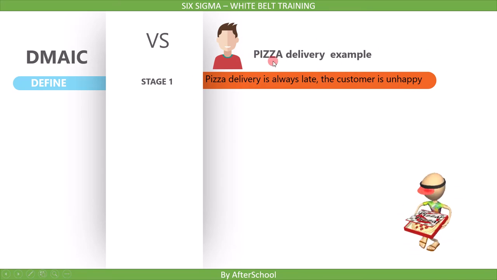We will take the process of a pizza delivery, for example. And suppose this is the problem. The customer is unhappy because of a late delivery. We now have to apply DMAIC to it.